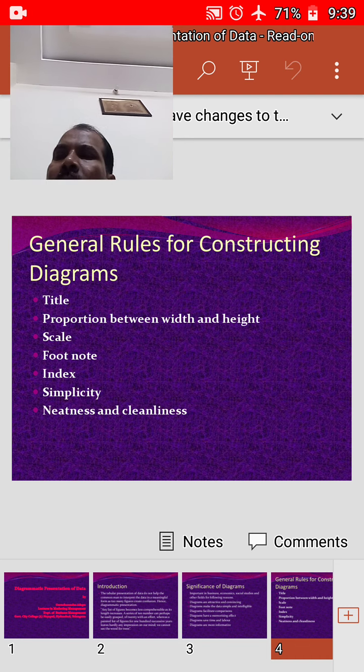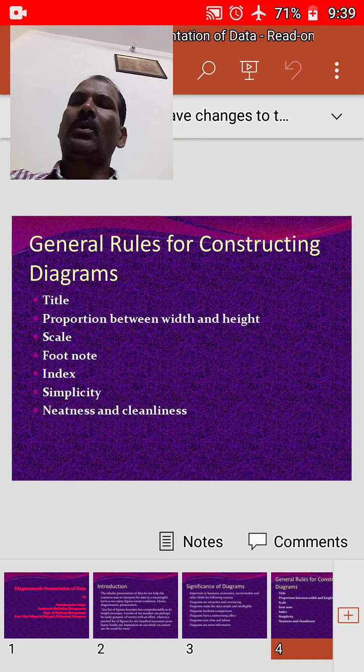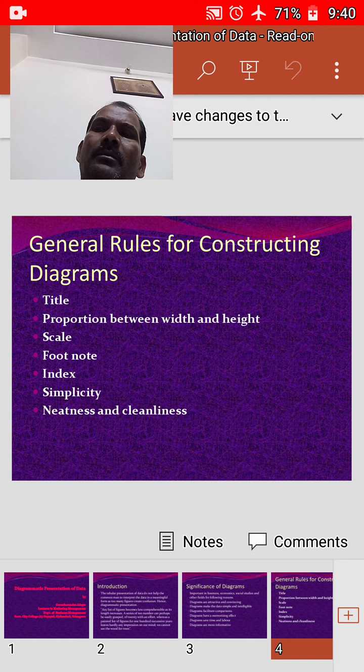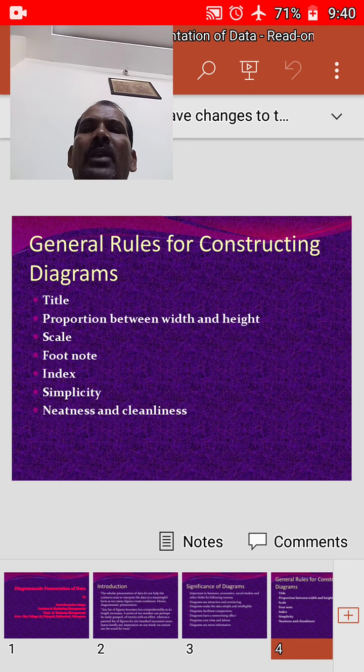Footnote. Necessary footnotes should be given at the bottom of the diagram. This would help the reader in understanding the data without any ambiguity. Index. Every diagram should contain an index describing the symbols used, such as dotted line, colors, shades, etc.